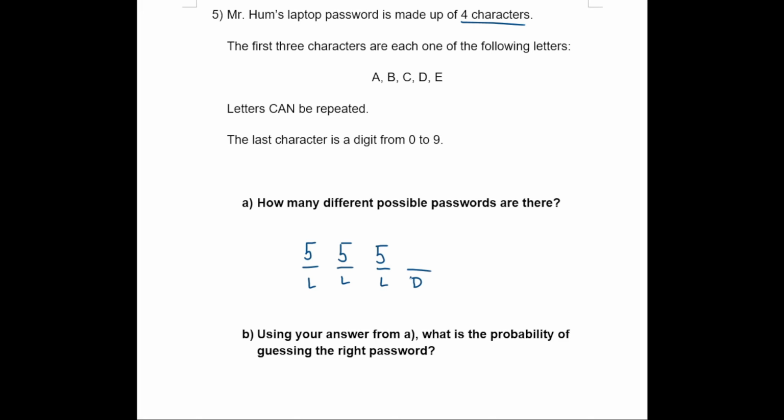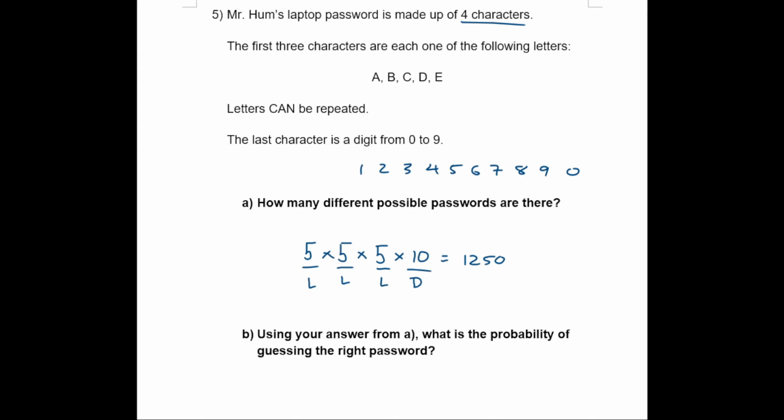And my last character is a digit from 0 to 9. How many digits are there from 0 to 9? Don't be tempted, well, most people are tempted to say there's 9 options, right? 9 different digits. But if you actually write these out, 1, 2, 3, 4, 5, 6, 7, 8, 9, and 0, you'd see that there's 10 options. There's 10 different digits. So there's 10 options here. And we're just going to put in a bunch of multiplication signs. You get 1,250 possible passwords.